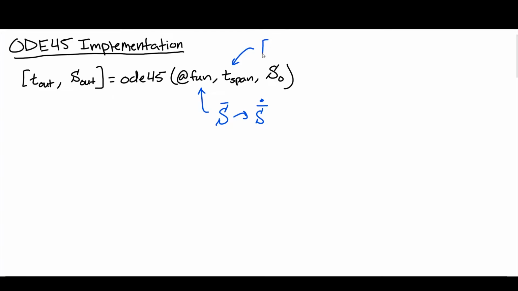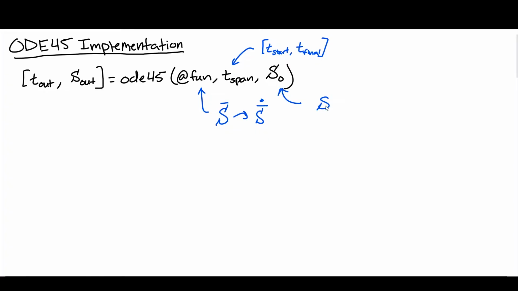Tspan is going to be a row vector that tells MATLAB when to start integration and when to end it. So a t-start and a t-final. So these are just time in seconds in which to start and end the integration.